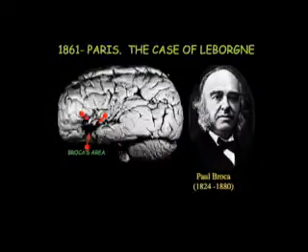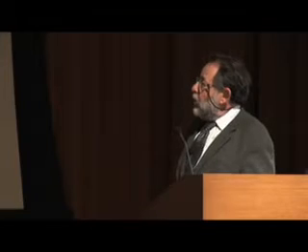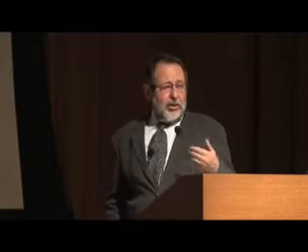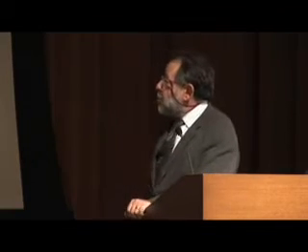Now, the second case I want to tell you about occurred in Paris in 1861, when one of Paul Broca's patients had a stroke, a cerebrovascular accident that destroyed this part of the brain right here, which is still known as Broca's area, which is right behind the part of the brain destroyed in Phineas Gage's brain. Paul Broca's patient did not show any change of personality as a result of this stroke, but instead he lost the ability to express himself in spoken or written language.